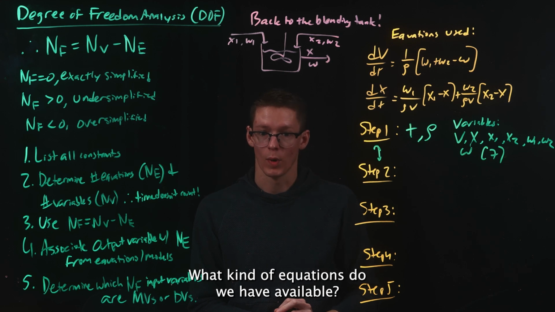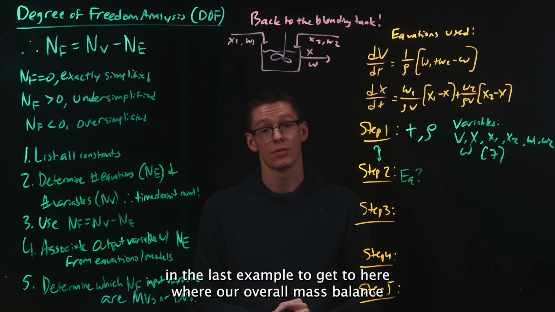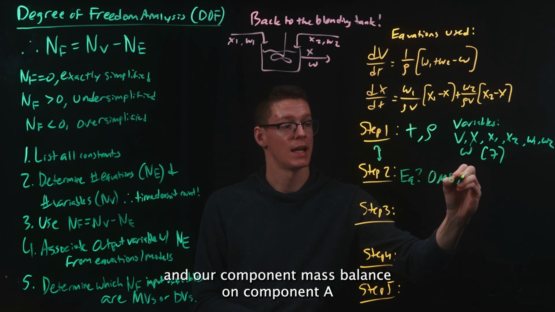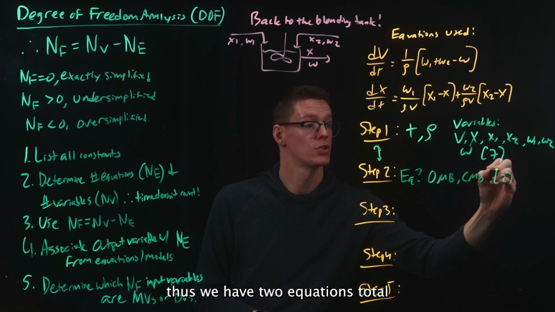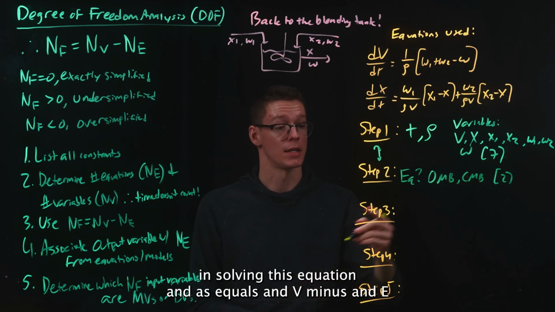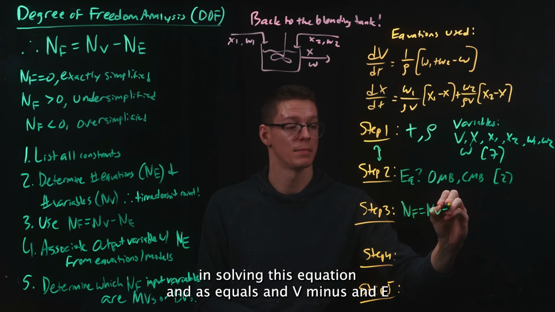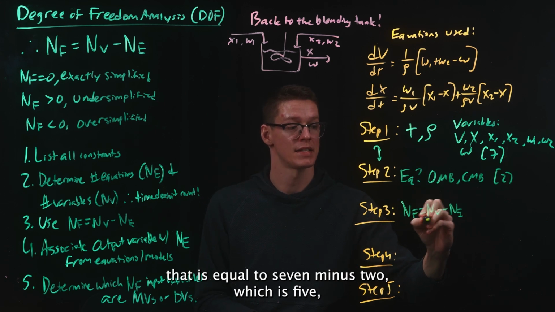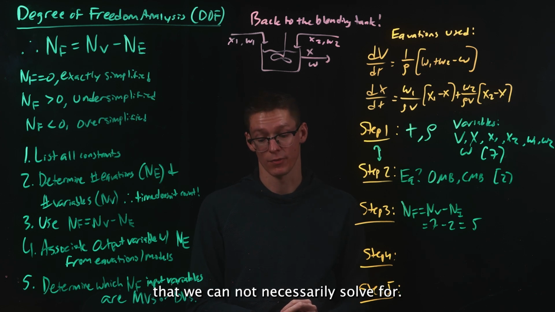What kind of equations do we have available? Well, some equations that we have and we've used in the last example to get to here were our overall mass balance and our component mass balance on component A. Thus, we have 2 equations total. In solving this, NF equals NV minus NE, that is equal to 7 minus 2, which is 5. Meaning we still have quite a few things that we cannot necessarily solve for.